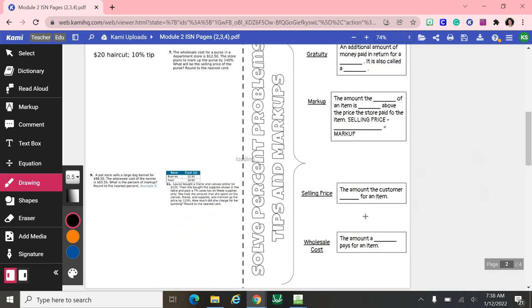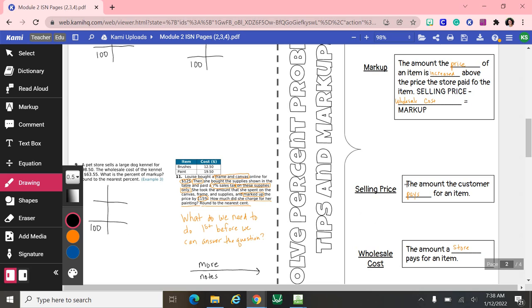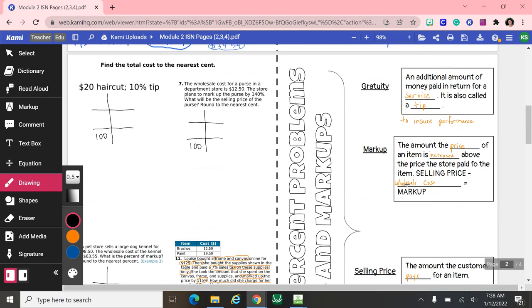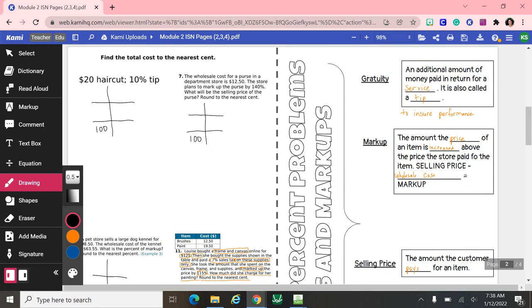On the right-hand side here, we are looking at some important vocabulary words to keep in mind. Gratuity is an additional amount of money paid in return for a service. It is also called a tip. And my grandpa, once upon a time, told me that TIP stood for to ensure performance, or to ensure prompt service was another one that I had heard.